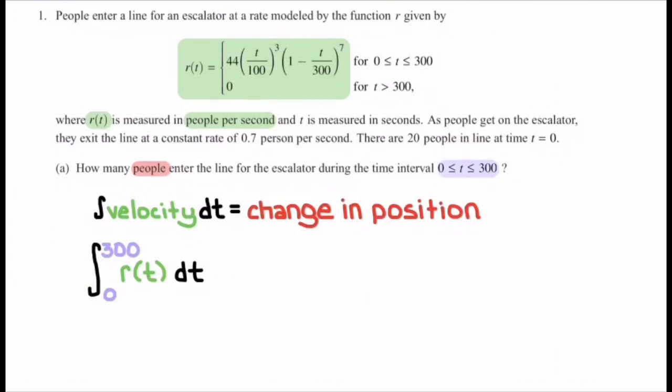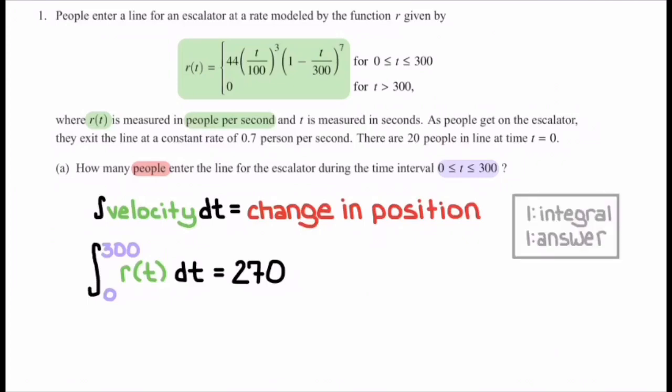We want to find the change in position from time 0 to 300. Using your calculator, you next find the integral from 0 to 300 of the function r of t given. The answer is 270 people. Part A is worth 2 points: 1 point for setting up the integral, and 1 point for the answer.